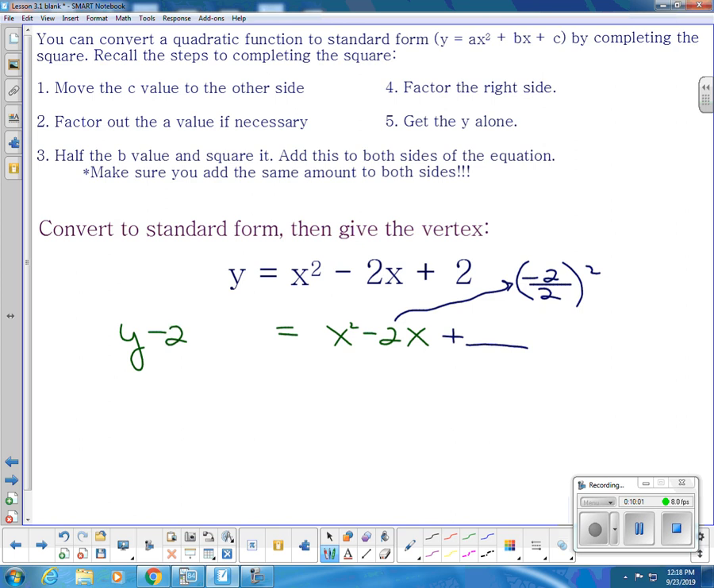So negative 2 divided by 2 is negative 1. Squared is a positive 1. That's what we're adding. You're always adding a positive. No matter what you have, you're going to square it, right? It's going to be positive. Are you with me? Can you ever add something to just one side? No, you have to add it to the other side also. Keep things balanced.